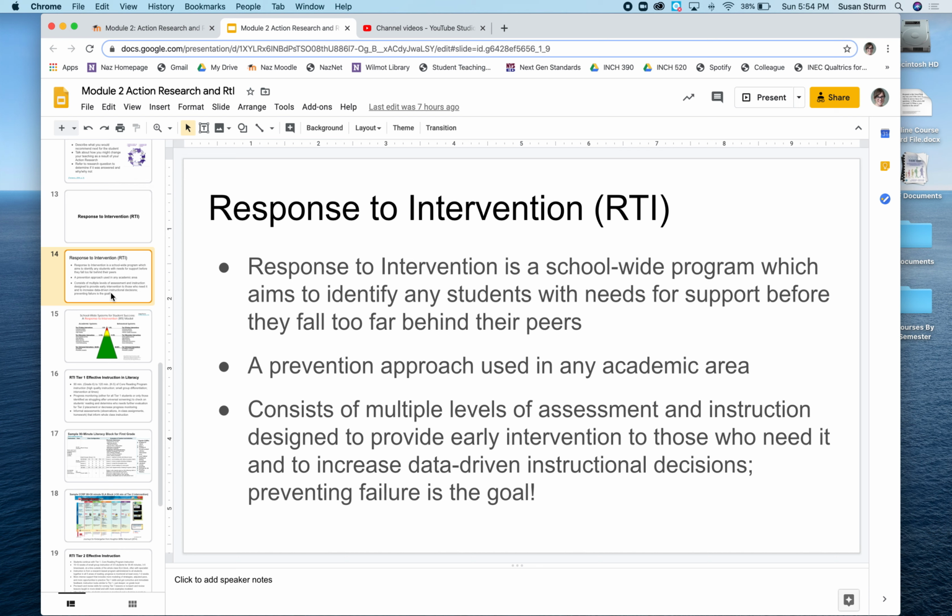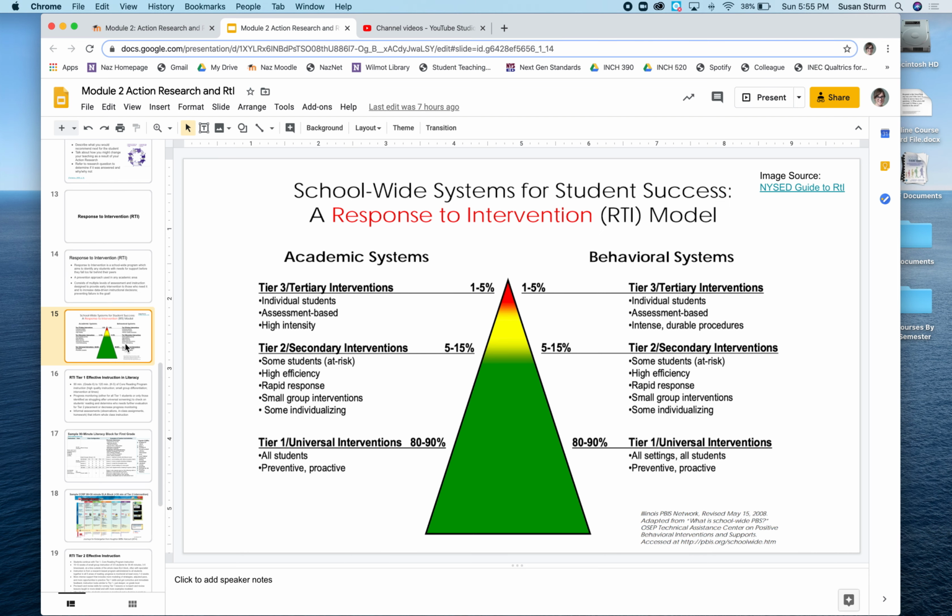Which is great, and it consists of multiple levels of assessment and instruction designed to provide early intervention to those who need it and to increase data-driven instructional decisions. What I love about RTI is that preventing failure is the goal. Instead of waiting for them to fail, we catch them at their point of need before that.